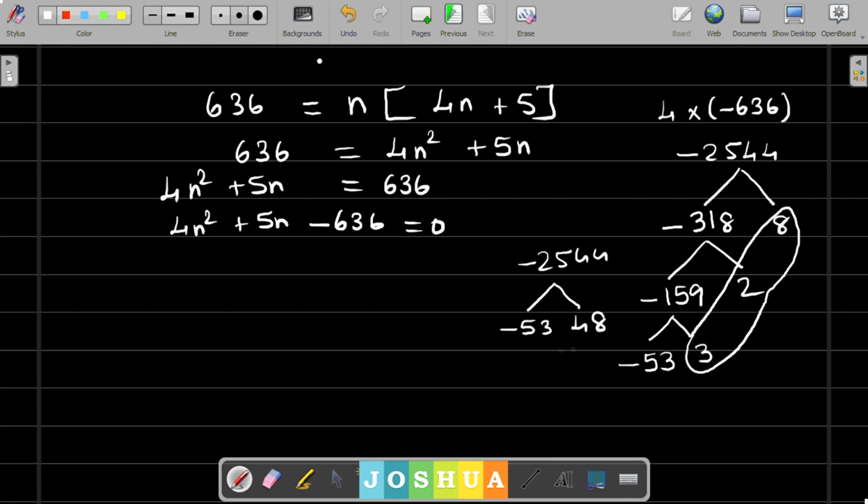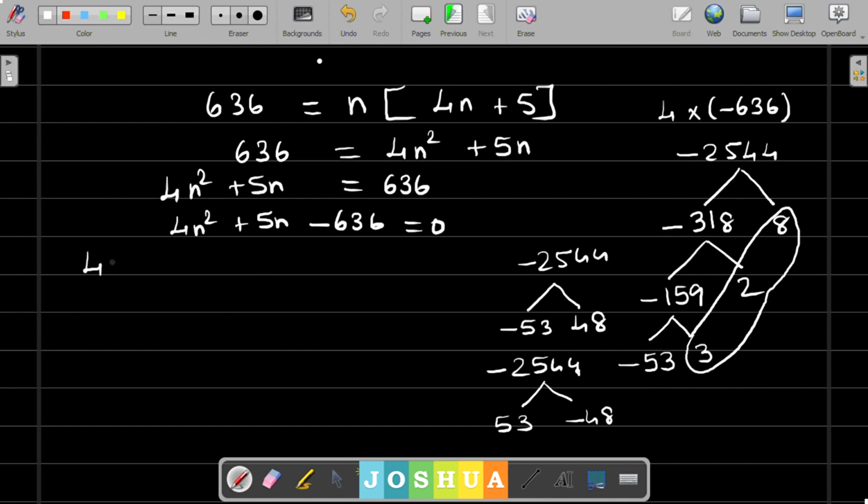Why I selected this one: if we add these, you will get the answer minus 5. But what I need is plus 5. So minus you can keep anywhere. Maybe minus 48 to keep, and plus 53 you can keep. Because what I need is when I add these, I need plus 5. So the same expression I can keep here, minus 2544. When I divide this, I keep plus 53 and minus 48, so that when you add these two, it will give the answer plus 5n.